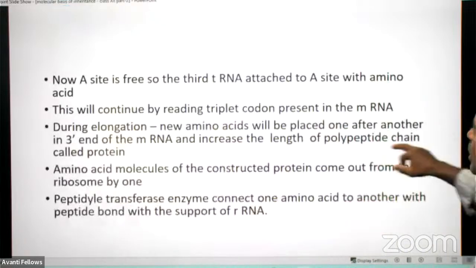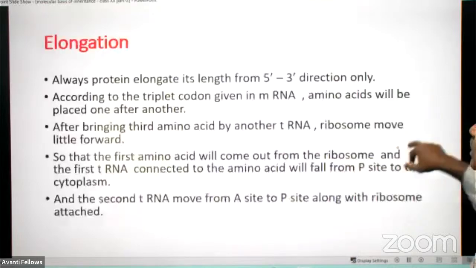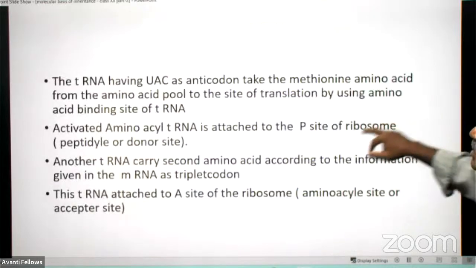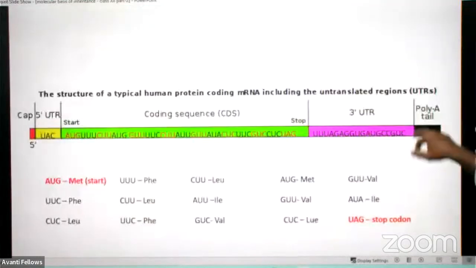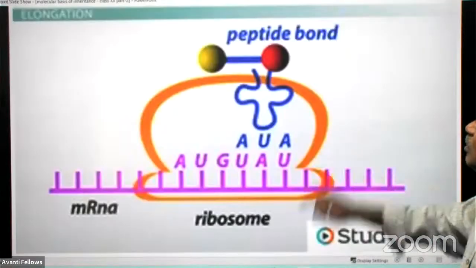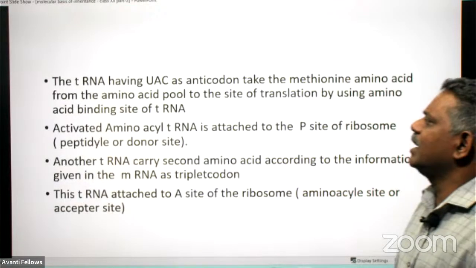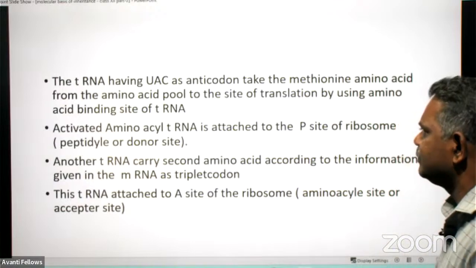So that only we are going to discuss in very detail here. That initiation we have discussed. Then let us see another one. This is what the initiation. Then we will go to what? Another one. See, the tRNA having UAC anticodon.